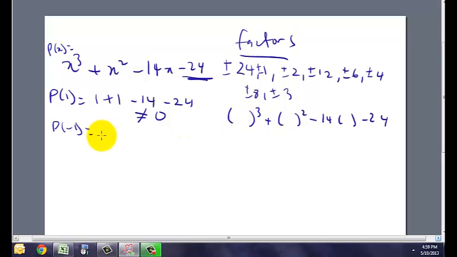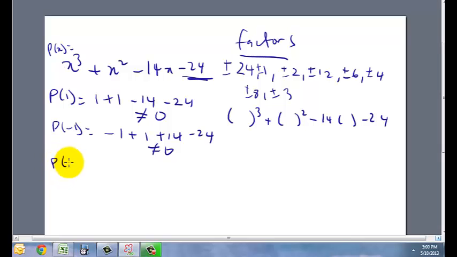Okay, so now we're going to try minus 1. That's going to be minus 1 plus 1 plus 14 minus 24. Again, I don't see that giving us 0. So you go, okay, let me just try something else. Maybe you would have tried P of minus 3. Minus 3 cubed is minus 27, plus 9. Minus 14 times minus 3 is 42, I think. So it should be positive 42, right? Minus 24.